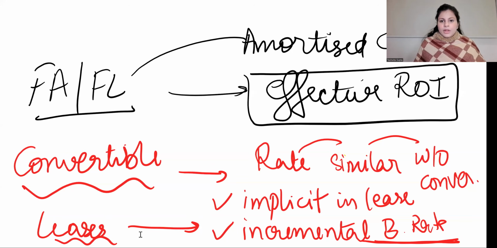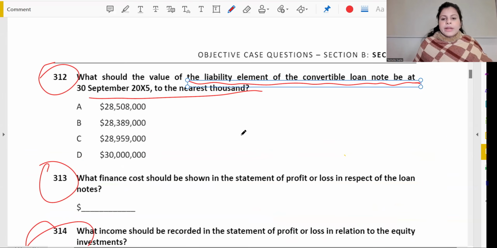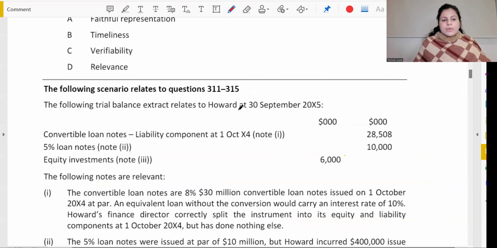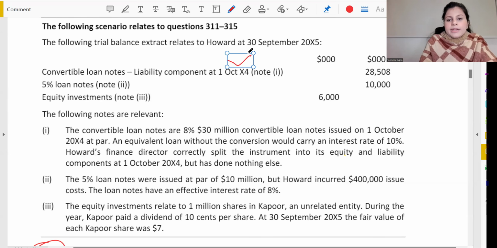Done. Awesome. Okay, now let's apply this over here. So here they're calculating the liability element, right? So we need the present value of future cash flows, which we will discount using the rate that I told you. We are given that there is a convertible loan note. On the opening date, the liability component is this, so they've already calculated the liability component for us.